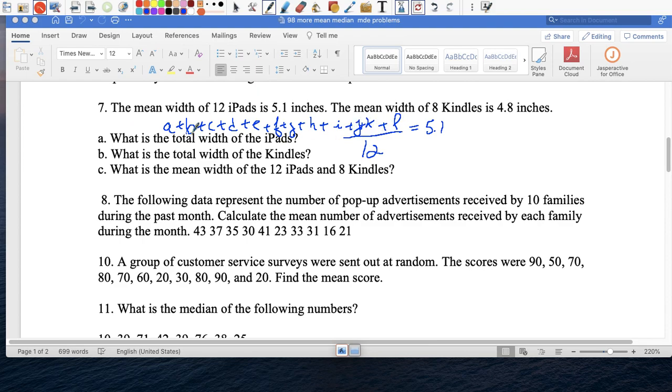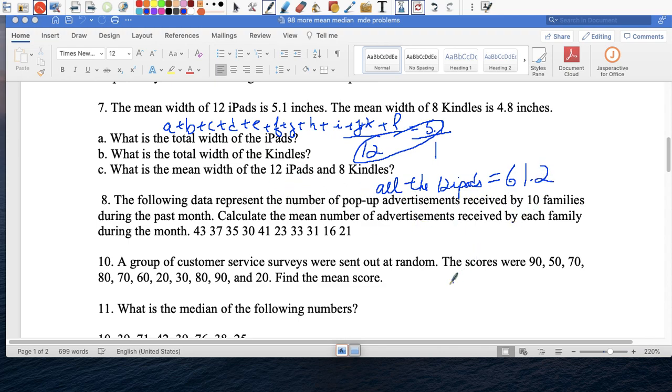So if I add all these iPads, right, if you take a ruler and measure the width of all the iPads, you get that the average is 5.1. So if you want to find the total width, all you have to do is multiply these two, right? So think about it. You put this over 1, cross multiply, and then you get that all 12 iPads, and instead of me writing all the letters, all the 12 iPads, if you add all the widths equals 12 times 5.1, which is 61.2.